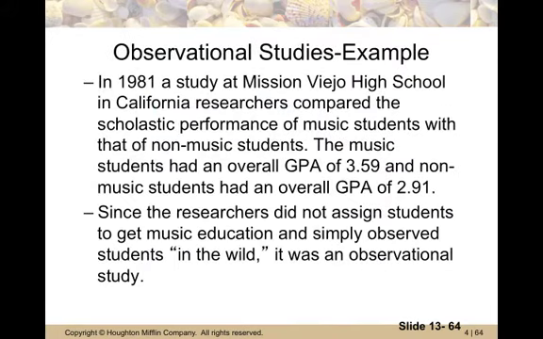Here's an example of an observational study. In 1981, in a study at Mission Viejo High School in California, researchers compared the scholastic performance of music students with that of non-music students. The music students had an overall GPA of 3.59, and non-music students had an overall GPA of 2.91. Since the researchers did not assign students to get music education and simply observed students in the wild as it occurred naturally, it was simply an observational study.